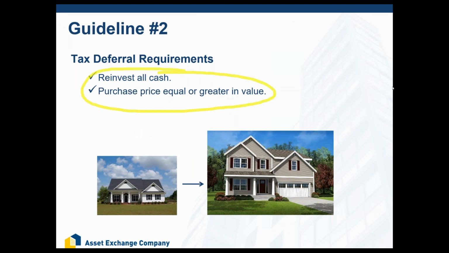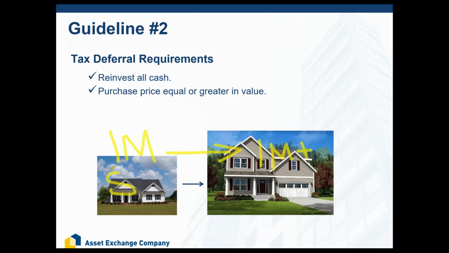When you do an exchange, if you sell for a net sales price of $1 million, you need to buy replacement property for $1 million or more. All of the cash, after you pay off your debt and your commissions, comes into the 1031 exchange account, and you use that cash as a down payment to buy your $1 million plus property.